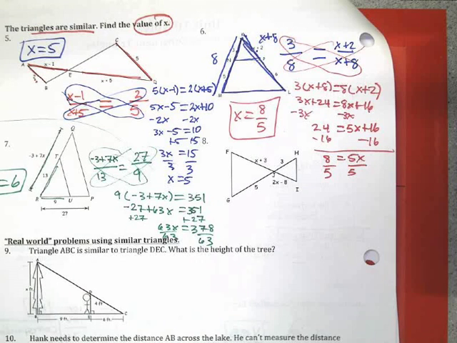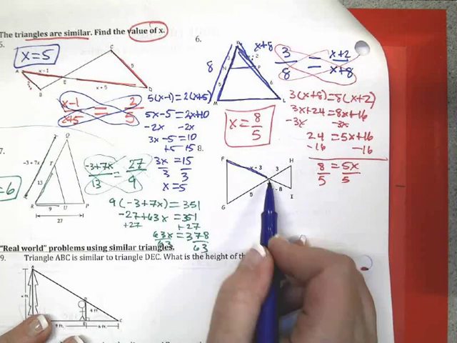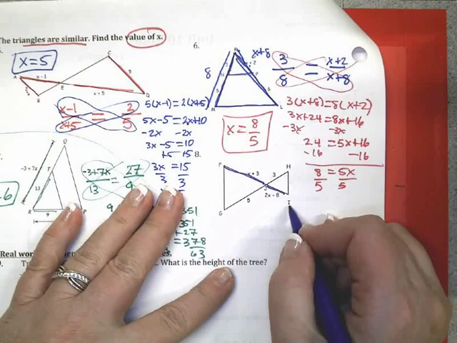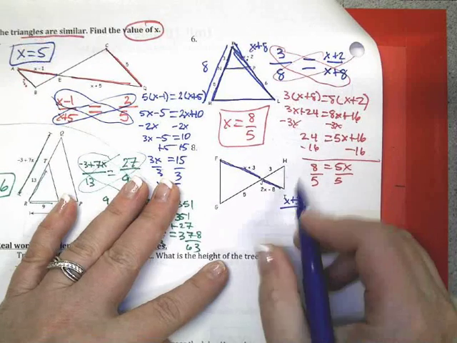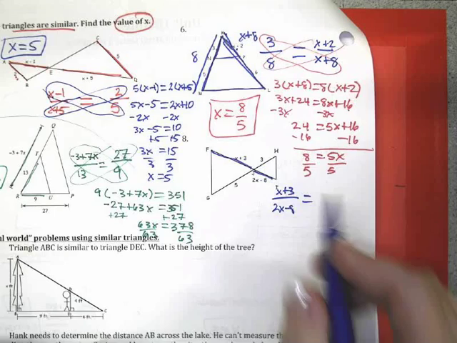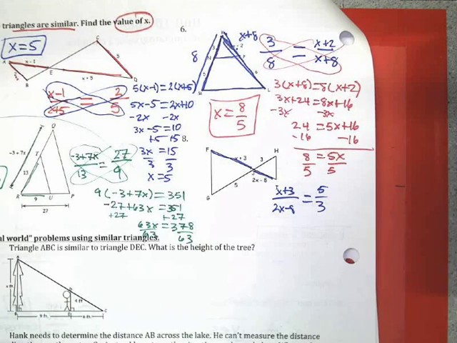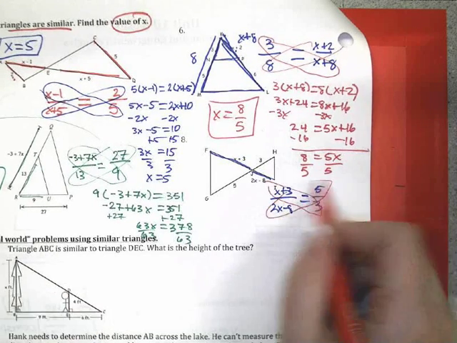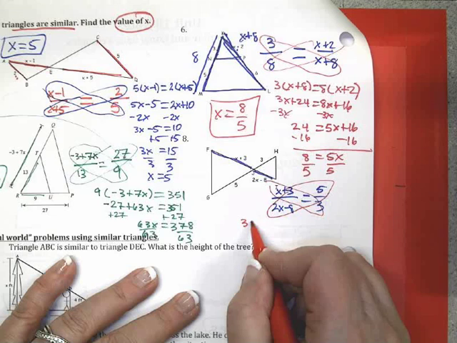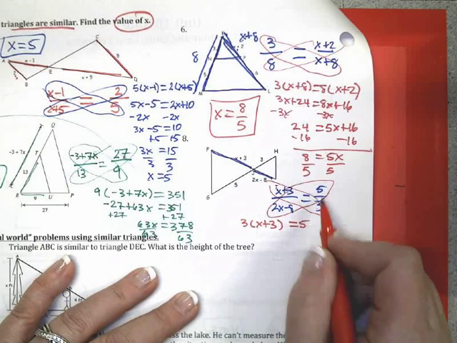All right, number 8. Let's go ahead and set up a proportion. So the x plus 3 corresponds to the 2x minus 8 on the second triangle. So x plus 3 over 2x minus 8 is equal to, back to that first triangle, 5 corresponds to 3. Okay, cross multiplying. Just be careful when you're cross multiplying to make sure that you distribute the 3 to each term and the 5 to each term.